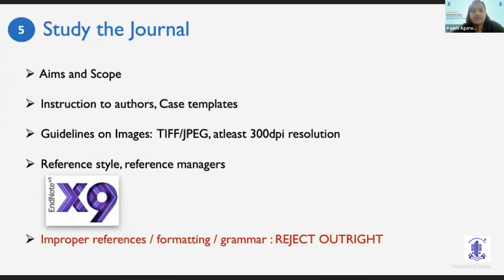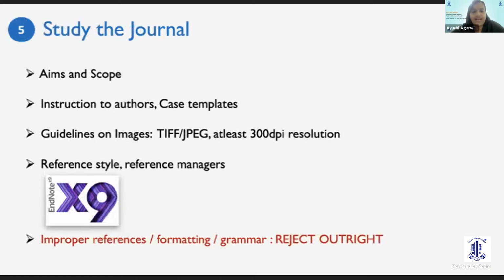Next comes to study the journal that you are submitting to. Study the aims and scope, instructions to authors. Few of the journals also provide their own case templates, which is very useful. Read the guidelines thoroughly, and most of them have similar guidelines. So for images, we have the TIFF or JPEG format with at least 300 pixels per inch resolution.